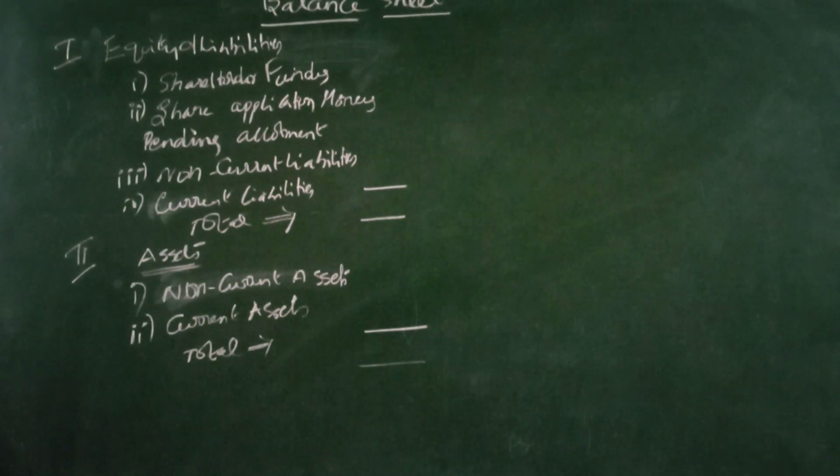Then the next item is the liability side. On the liability side, we are going to see the shareholder fund and share application money pending allotment. What is that shareholder fund? The fund enjoyed by the owner of the company. The owners of the company are the shareholders, right? The fund meant for the shareholders. Technically, shareholder fund means share capital plus reserves and surplus. Here we call it shareholder fund, right?